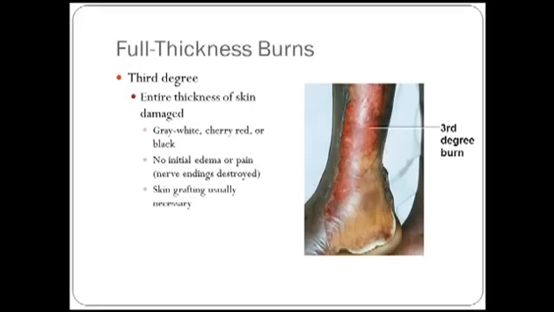For our third degree burns, you get through the entire thickness of the skin. This can be bad. This will cause big time scarring, and this can be life threatening if it is on a large area of your body. It will be gray to cherry red or black in color, and there's typically no edema because you've destroyed most of the nerve endings and most of the blood vessels to that immediate area. So the body is not able to create edema. And to fix this area, you typically are going to need some sort of skin grafting because those cells aren't going to be able to replace themselves.